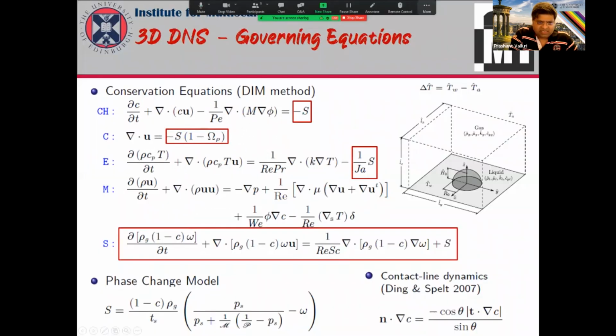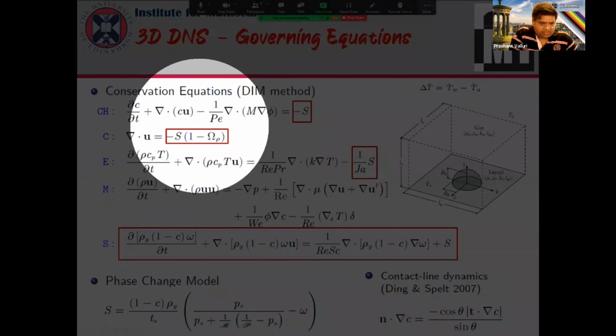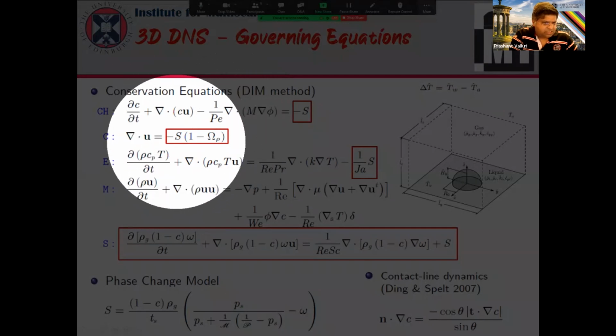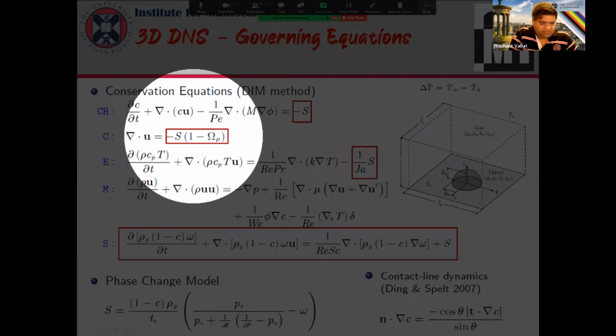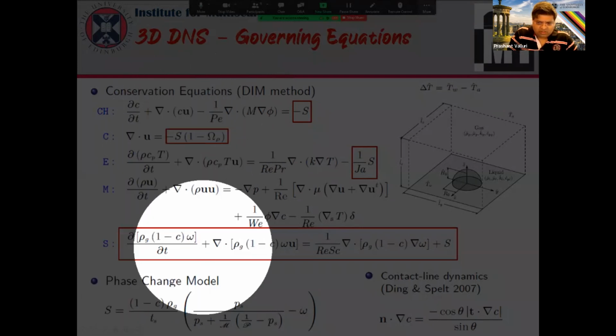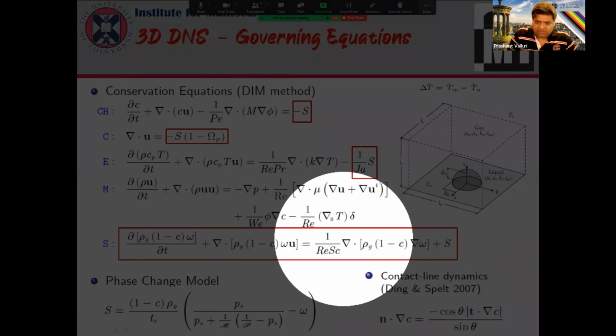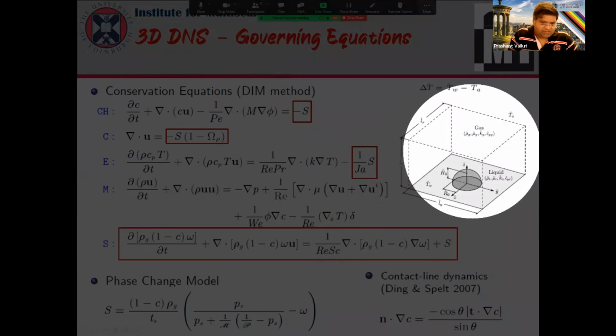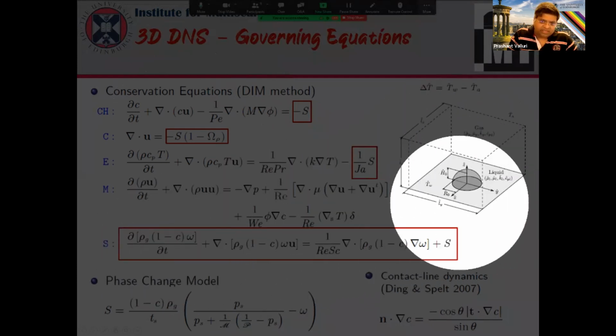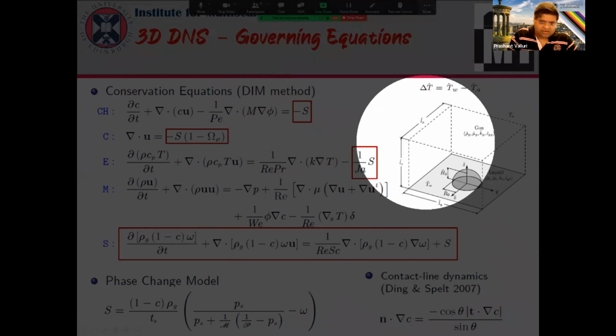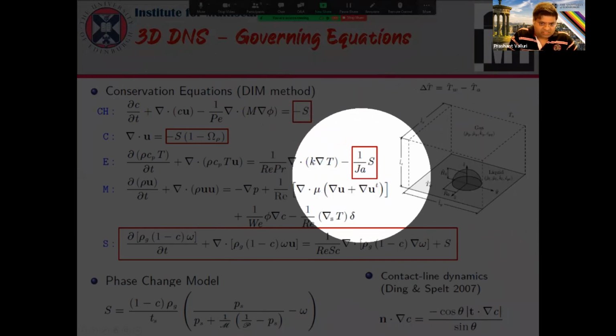So this is basically due to phase change between liquid and vapor, S being the rate of phase change. You have species transfer in the gas phase. If you have phase change, obviously, if you have ethanol evaporating in air, you'll have ethanol species in air. And similarly, you'll have energy transfer. You've got the phase change energy transfer here defined by the Jacob number.